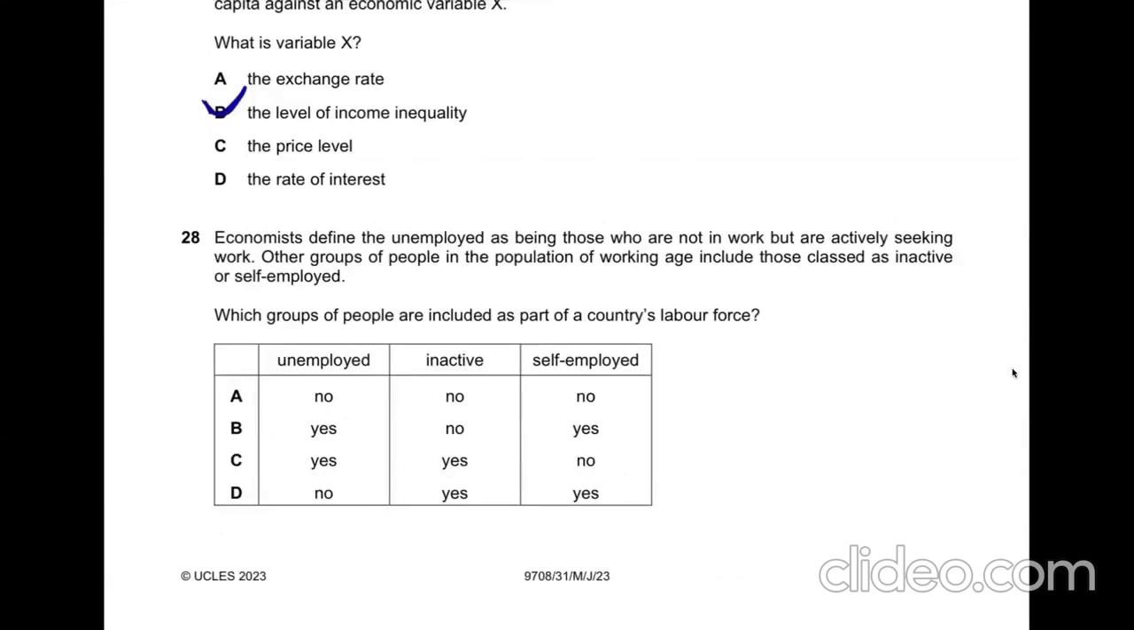Question 28. Economists define the unemployed as being those who are not in work but are actively seeking work. Other groups of people in the population of working age include those classed as inactive or self-employed. Which groups of people are included as part of a country's labor force? If you are unemployed, then you are still in the labor force. But if you're inactive, no. If you're self-employed, and you're still working, then yes. That's why the answer is B.